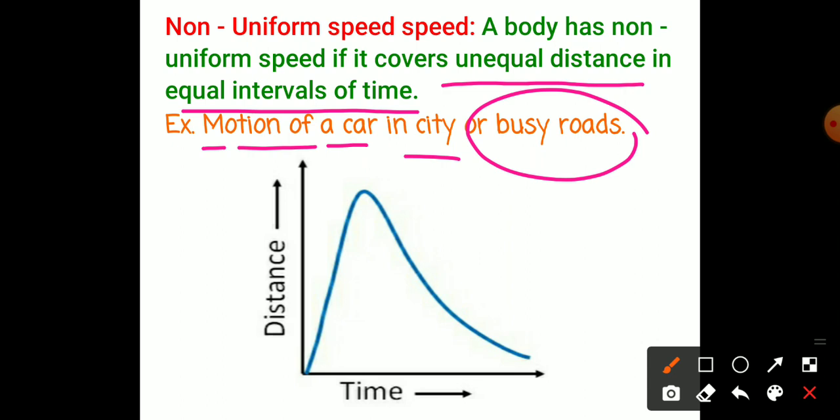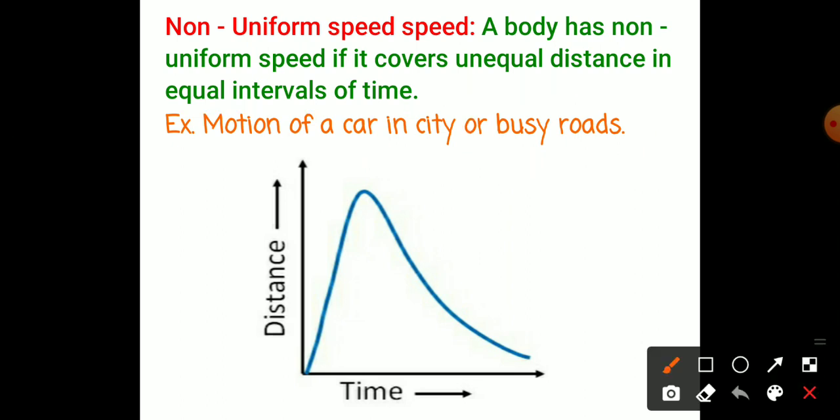So this is the graph. In this distance-time graph, it is not a straight line. Sometimes the distance covered by the car increases and sometimes decreases with respect to time. So the graph is not a straight line. This type of graph indicates that there is a non-uniform speed.